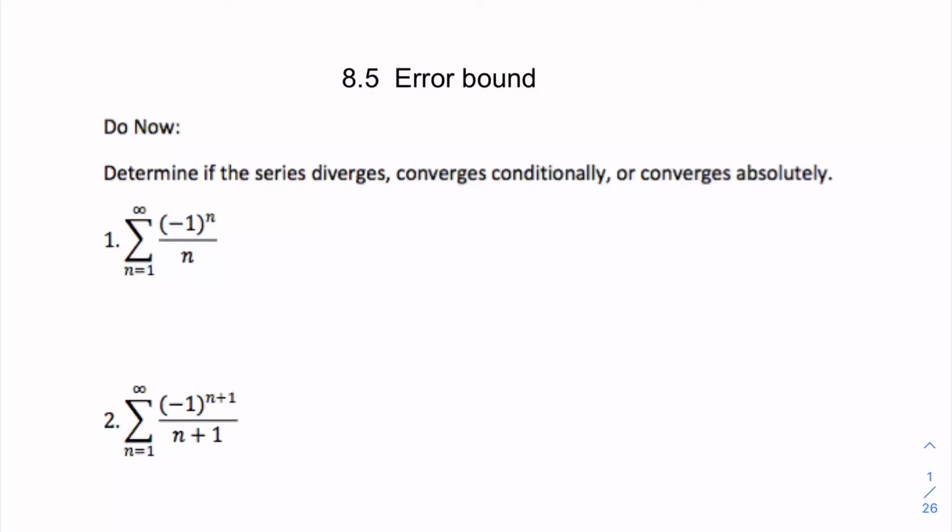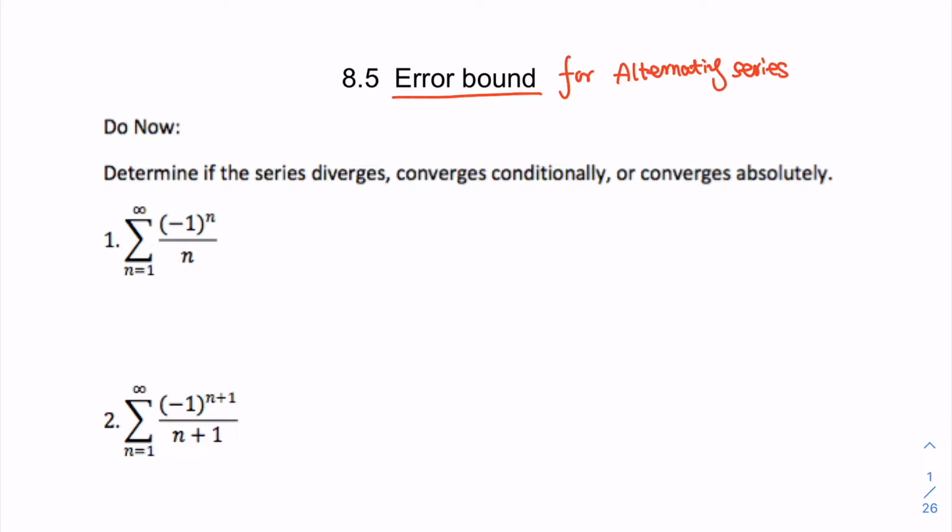Today we are going to go over 8.5, the error bound. In chapter 8, part 2, there are two types of error bounds. Today, the error bound is only for alternating series. So before we go over the error bound, let's have a look.